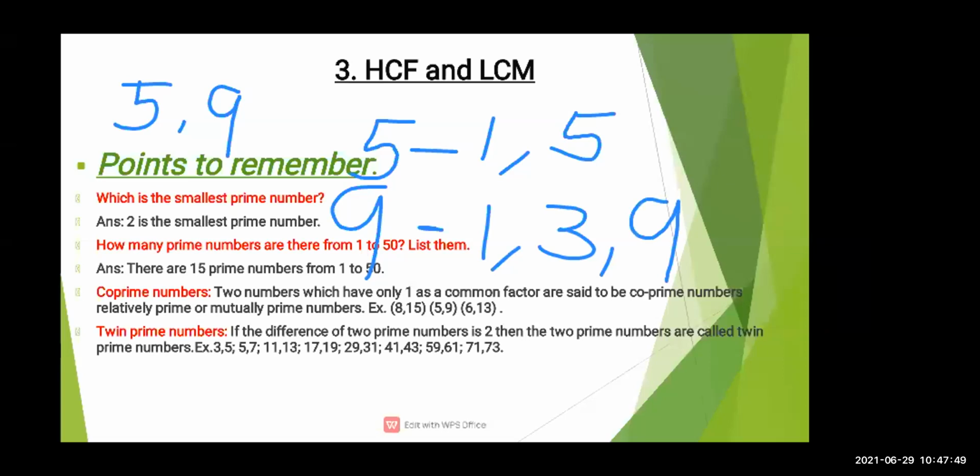Now tell me the common over here. Common number is which number? Very good. दोनों में common क्या है? 1. दोनों में common क्या है? 1. So what is this? This is which type of number? This is co-prime number. Co-prime number में आपको क्या याद रखना है? Common सिर्फ 1 होता है दो number में. Now it's clear.